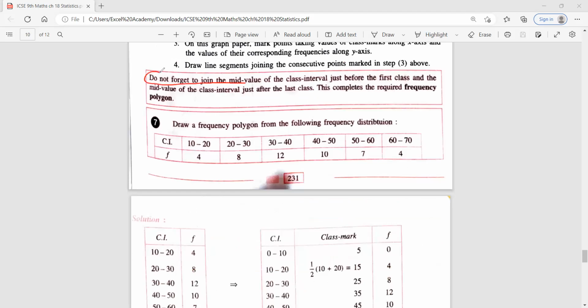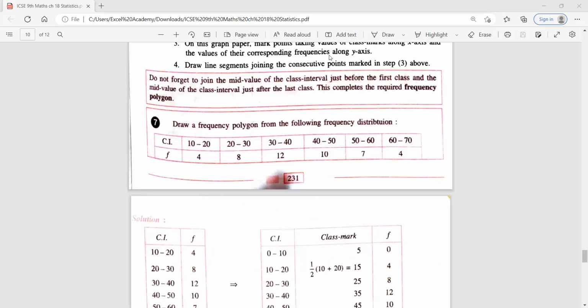Do not forget to join the mid value of the class interval just before the first class and the mid value of the class interval just after the last class. That is what I was saying. This completes the required frequency polygon.